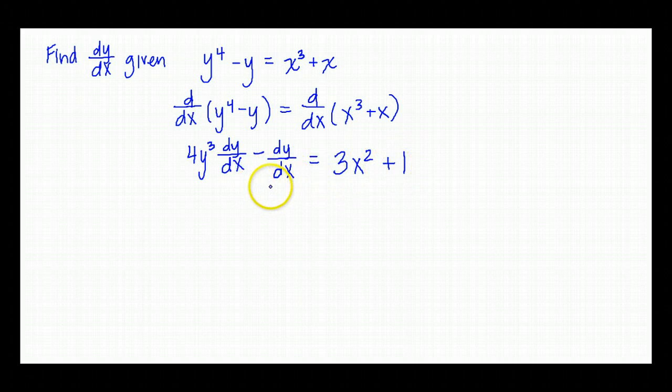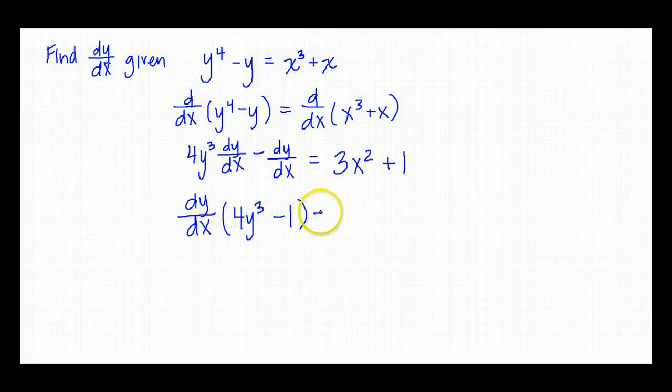Well, now I have these two copies of dy dx, and I want to solve for dy dx, so I'm going to factor out a dy dx from each of these. So I'll have dy dx times the quantity 4y cubed minus 1 equals 3x squared plus 1. And then finally, to get dy dx by itself, I divide both sides by 4y cubed minus 1.